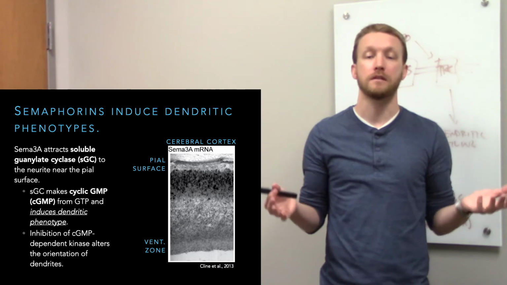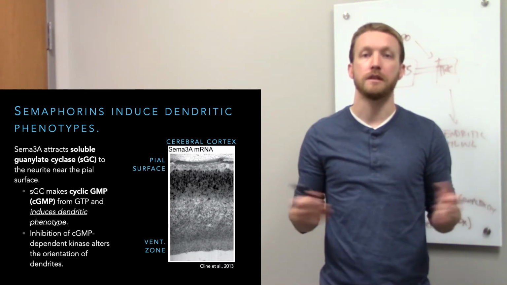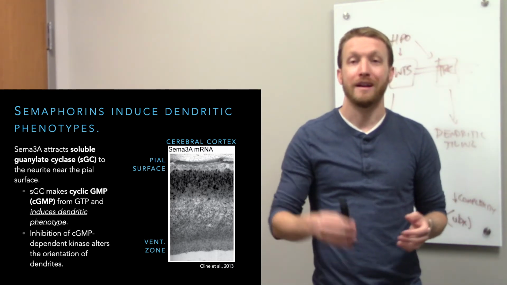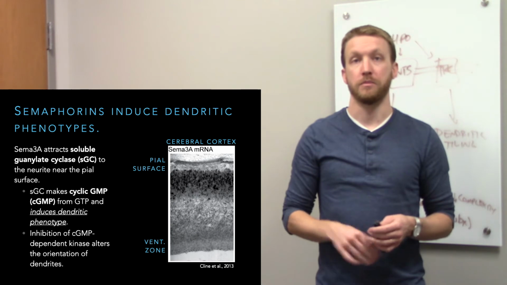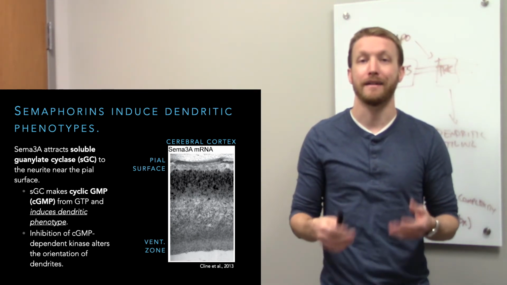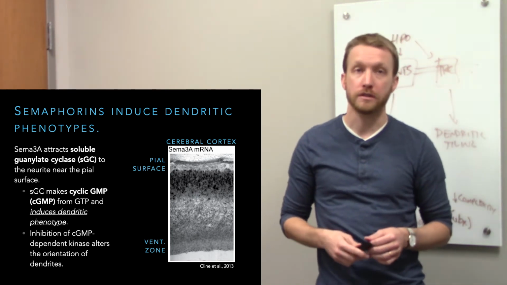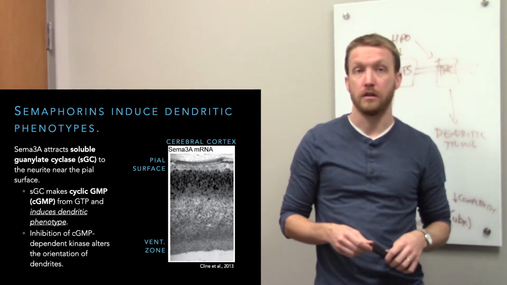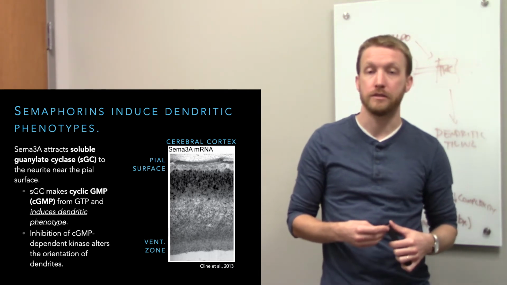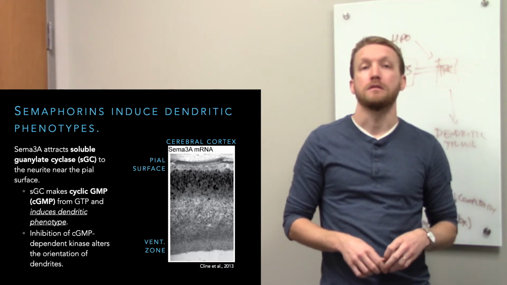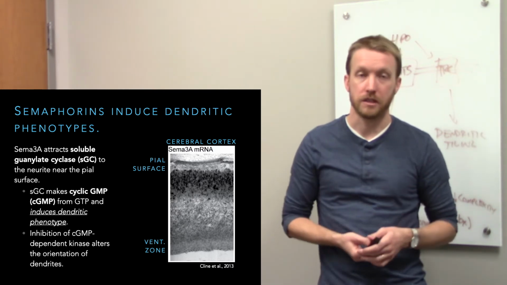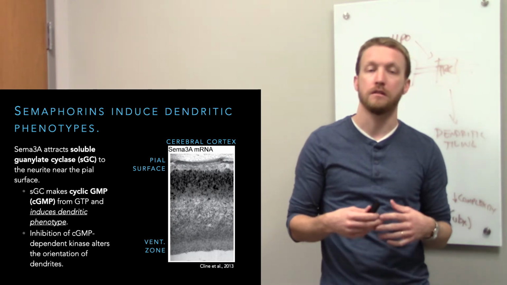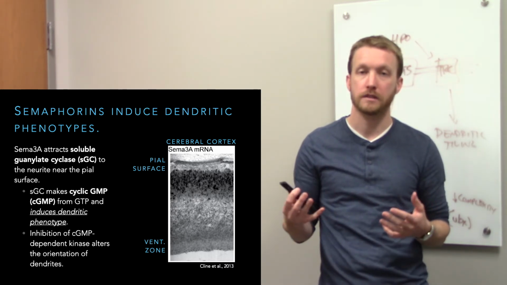So this helps the neuron make the decision which one of these neurites should be an axon. So in the case of the cortex, that neurite that's growing away from the pial surface, where you have the highest levels of semaphorins. And what semaphorins do is recruit a soluble guanylyl cyclase into the dendrites. Guanylyl cyclase makes cyclic GMP, as the name suggests, and that's going to induce a dendritic phenotype by activating cyclic GMP targets like protein kinase G.